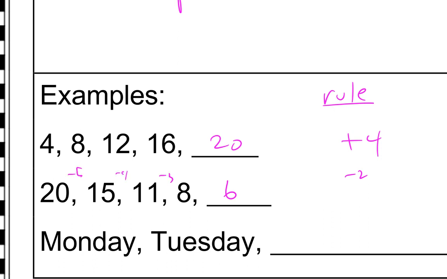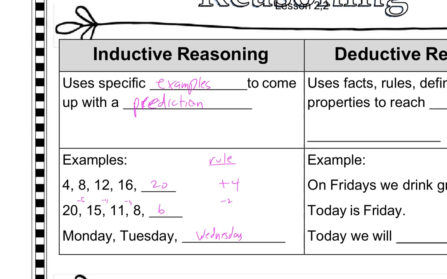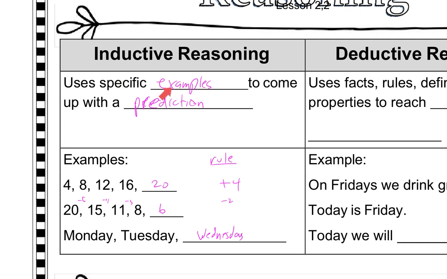Okay, so now what's the rule on this one? If we go from Monday to Tuesday, looks like we're going the next day. Okay, so on these, we're just making a prediction based off of specific examples. That's called inductive.